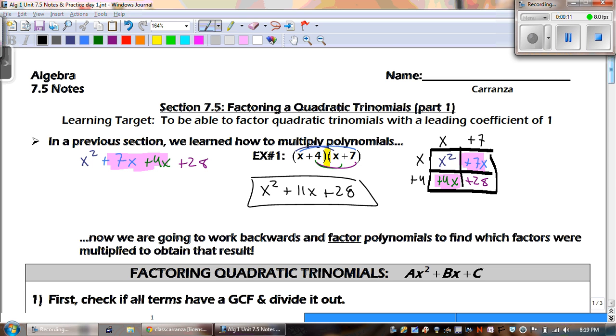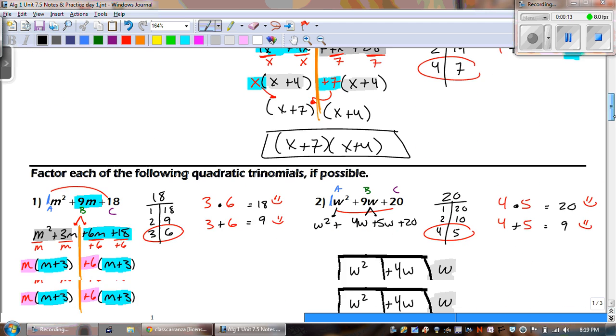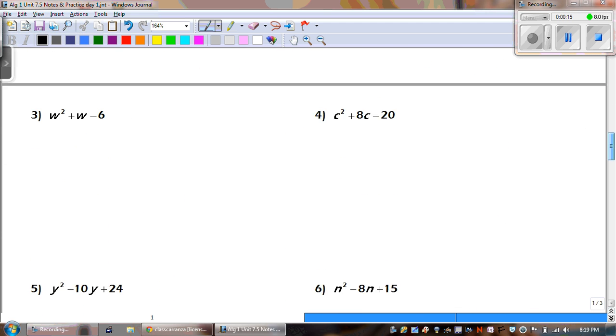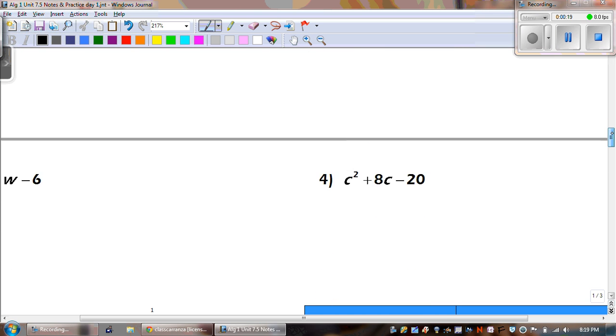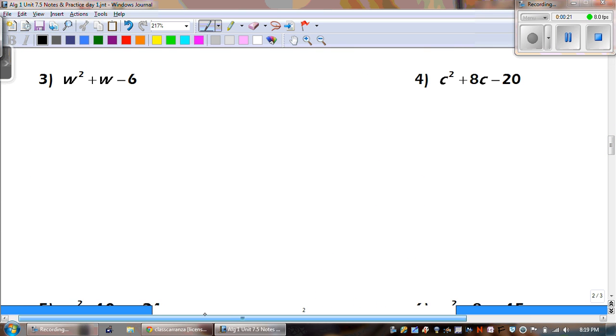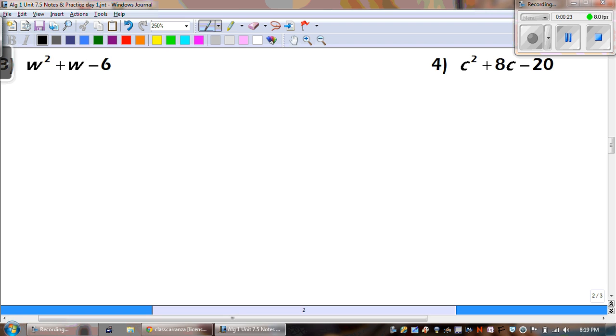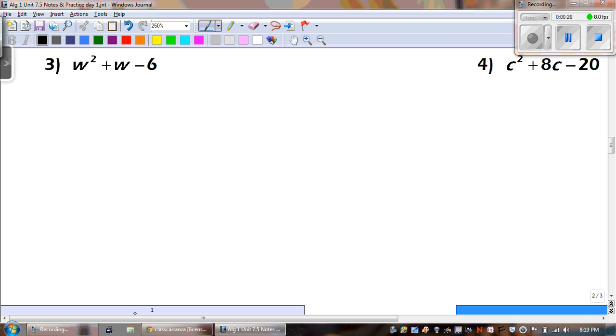Now, we've already gone through this whole front page, so if you still need help with it, watch the first video. Let's go ahead and get started. All right, so I showed you how to do either distribution or the box method, and you can use either one that you want to, okay? I'm going to go through both of them in a couple of these, okay?